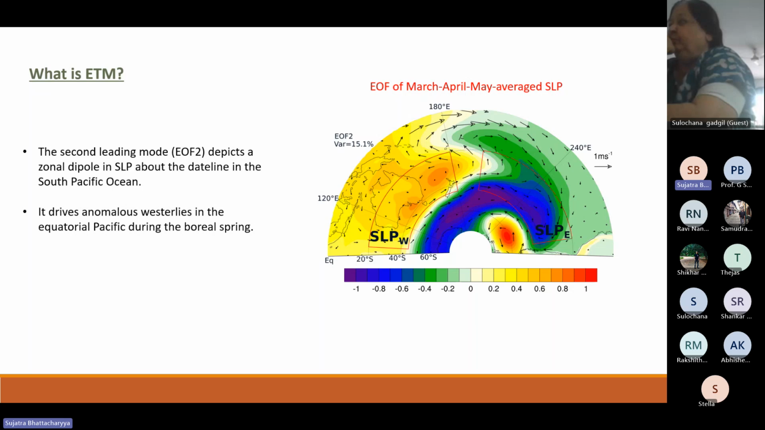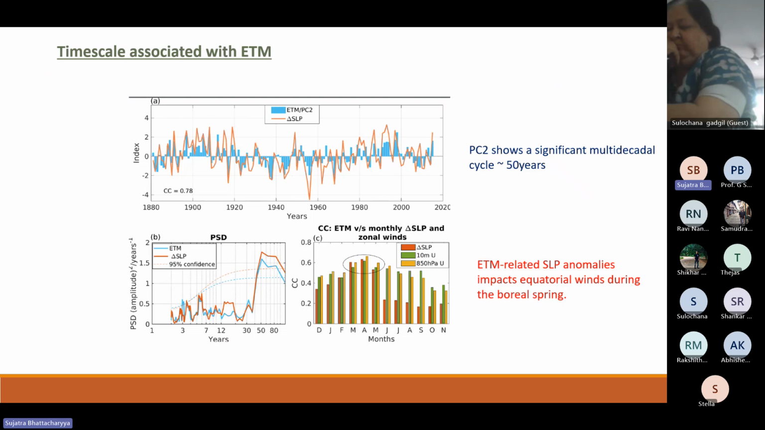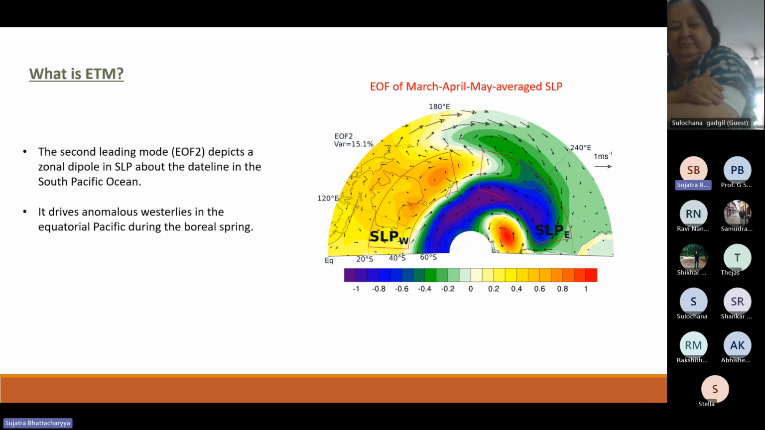Also, since this is EOF analysis, we verified this result by taking the SLP in two boxes, highlighted as SLPW and SLPE. We calculated the SLP in these two boxes, took the difference, and called it delta SLP. So this blue plot is the PC2 time series corresponding to the EOF2 spatial pattern, and delta SLP is the difference in the SLP in these two boxes, right? Both time series are highly correlated.